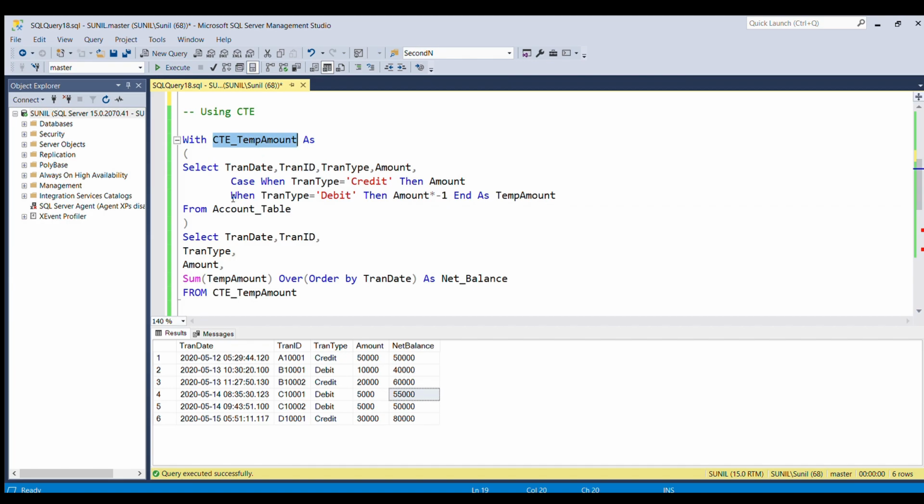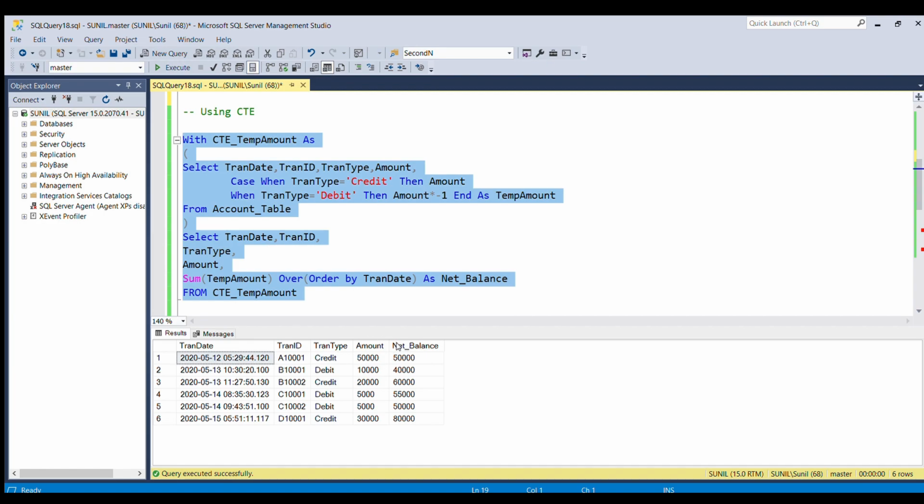In the second step, we are deriving the running total, that is by using the sum function and over clause. So I'm selecting all the columns, transaction date, transaction ID, transaction type, amount, and then using the sum function over temp amount, which we have derived over here, over order by transaction date as net balance. And I am selecting all these from CTE underscore temp amount. If I run this full piece of code, here you go, you got the net balance.